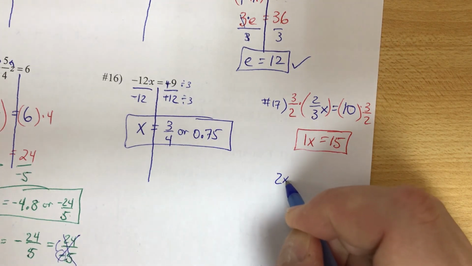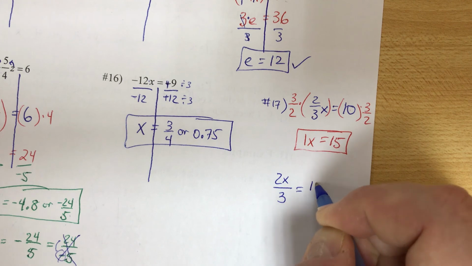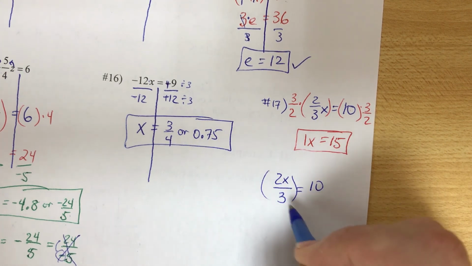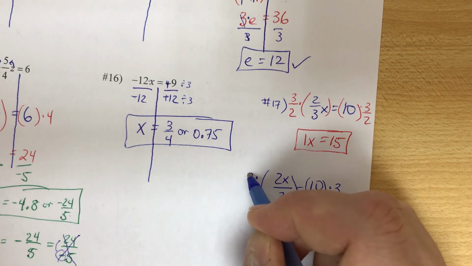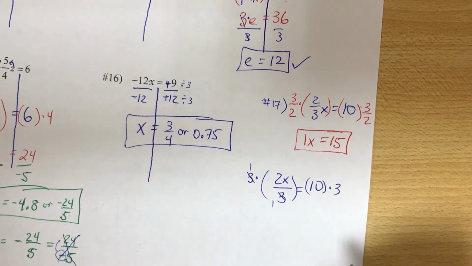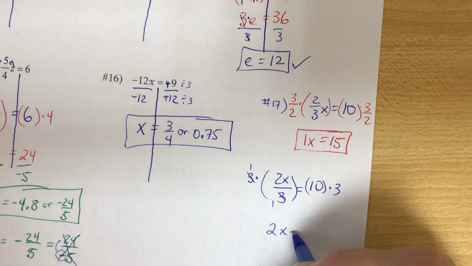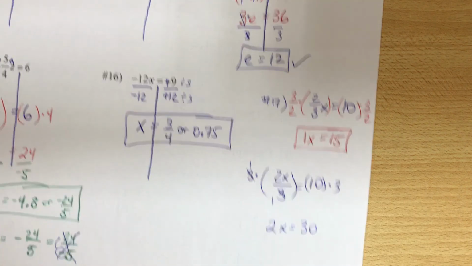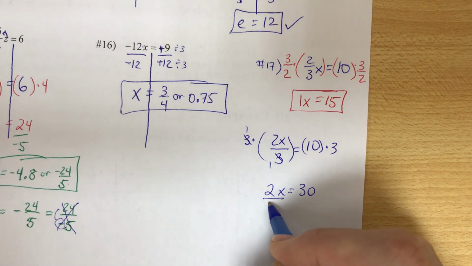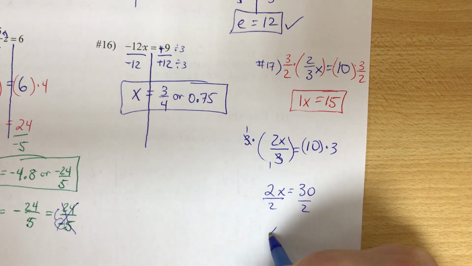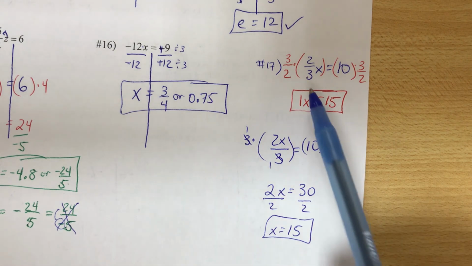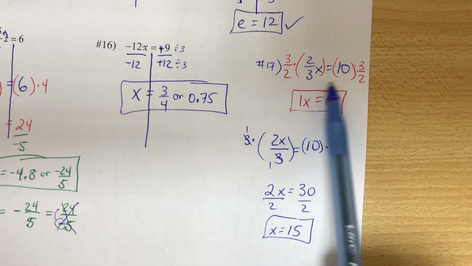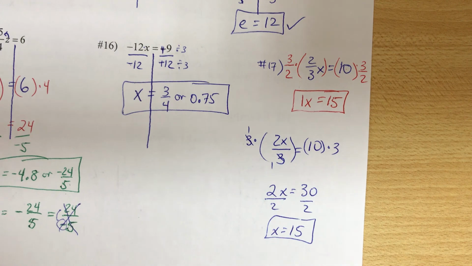If I had wanted to write it as 2x over 3 is equal to 10, I could have then undone the division by multiplying by 3. That reduces to 1. 1 times 2x is 2x. 10 times 3 is 30. And then divide by 2, and we get x is equal to 15. So there's the same answer, but look at how much less work it is here. So you can do this. You can use this shortcut if you prefer that. And that is the end of part 1.